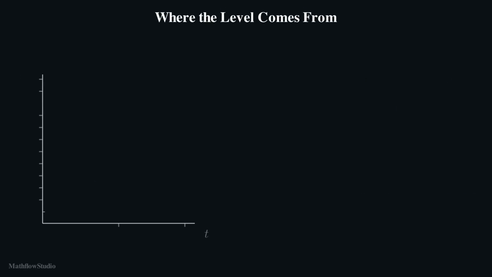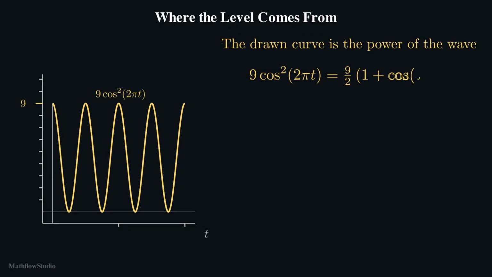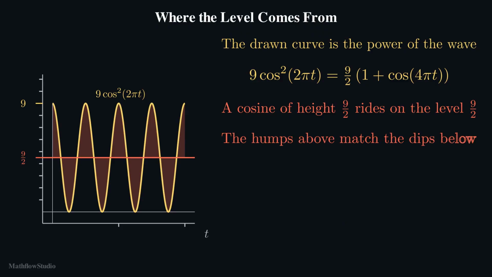The instantaneous power of the wave is drawn again, over 2 whole periods. A squared wave can be rewritten as a constant plus a wave of twice the frequency. That constant is the level the curve oscillates about, and it sits at 4.5. Above that level, the curve makes humps. Below it, the curve makes dips, and over a whole period, the two areas are equal.